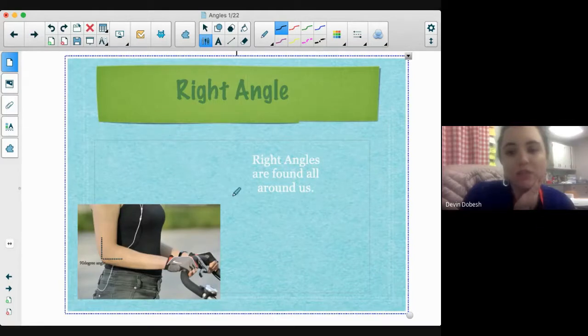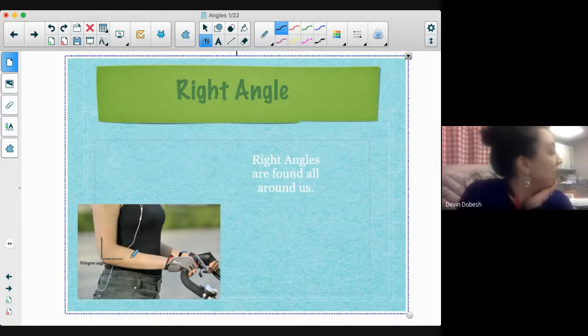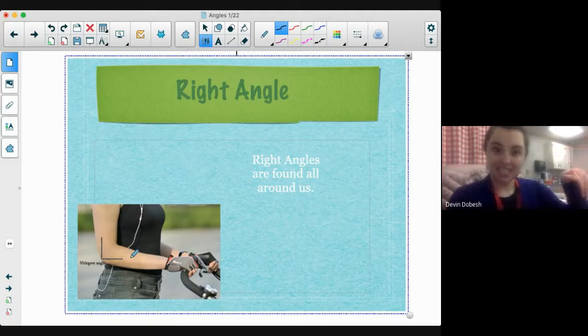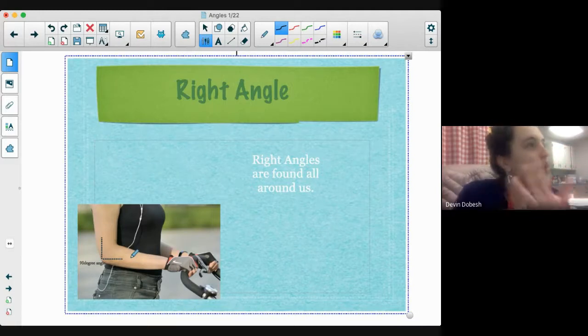Right angles are found all around us. You can see her elbow creates a right angle. Where do we see right angles around you? Do you see any when you're looking around? Maybe on a bookshelf. I'm looking at the bookshelf. Maybe on table legs. Look around and see, doors, windows. Right angles are everywhere around us.